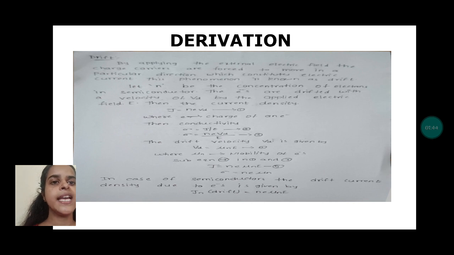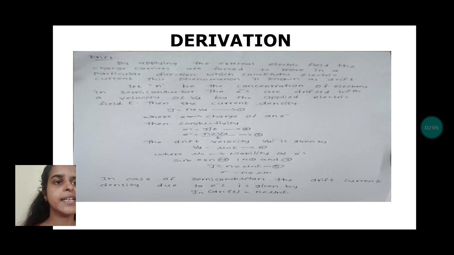And we can see the derivation of drift current. By applying the external electric field, the charge carriers are forced to move in a particular direction, which continuously constitutes electric current. This phenomenon is known as drift current.